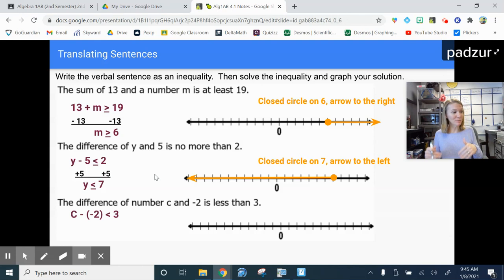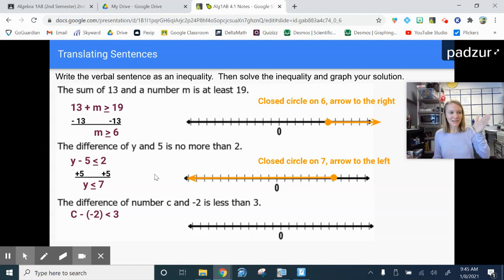So here we have a difference problem again, difference meaning subtraction. So now it's saying the difference of c and negative 2. So it's not saying just c minus 2, it's saying c minus negative 2. And that's going to change things when we think about that. And then it says is less than 3. So we're just going to put our less than symbol and our number 3.